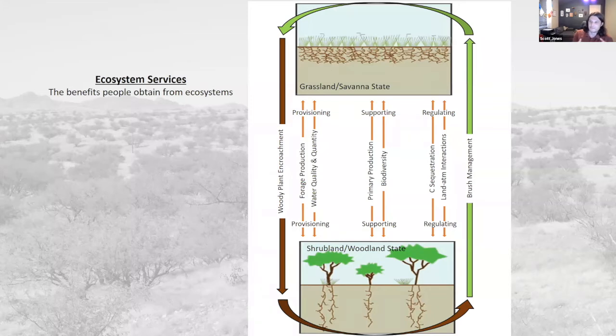So we've started to frame it moving away from just this traditional view of forage production, water, and game species to open it up to a larger suite of things that can be impacted. So let's take a look at 3 of these. We'll look at primary production, carbon sequestration, and biodiversity.